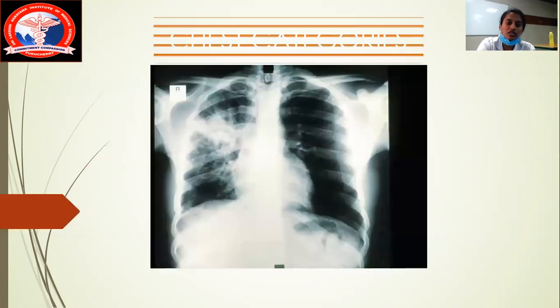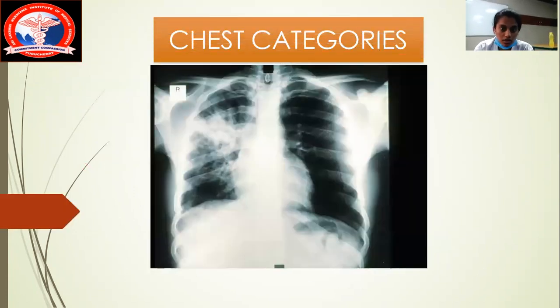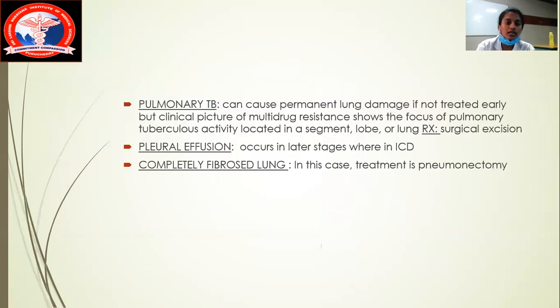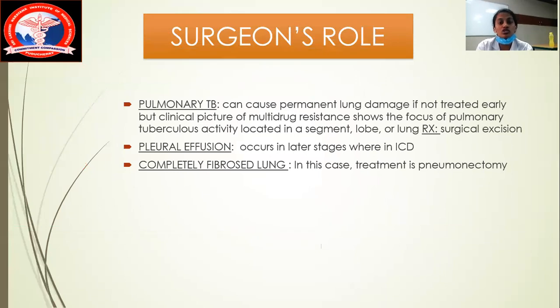Before that, we can see here a chest radiograph which shows miliary tuberculosis, which is a significant tuberculosis x-ray. Then we can also go ahead with the surgeon's point of view, or the surgeon's role. What are we going to do in pulmonary tuberculosis, and what are we going to do in extrapulmonary tuberculosis?